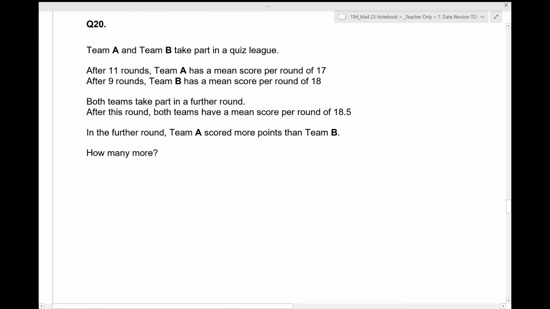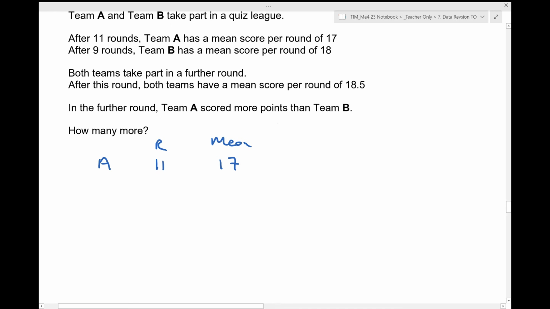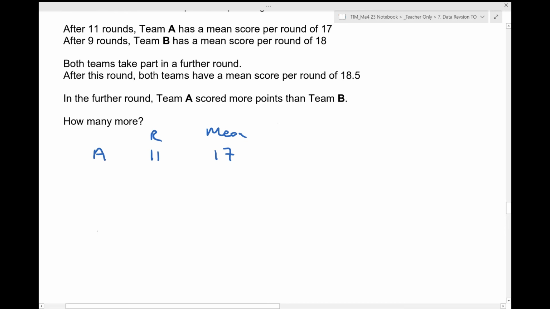Question 20. Team A and Team B. Okay, here's Team A. Team A, after 11 rounds, has a mean score of 17. Meanwhile, Team B, put them down here, after 9 rounds, has a mean score of 18. Both teams take part in a further round. After this round, both teams have a mean of 18.5.